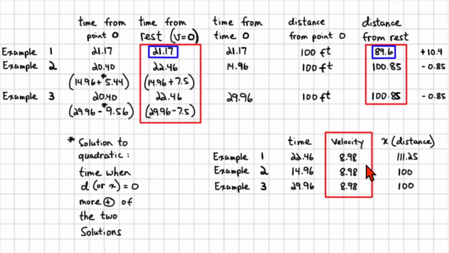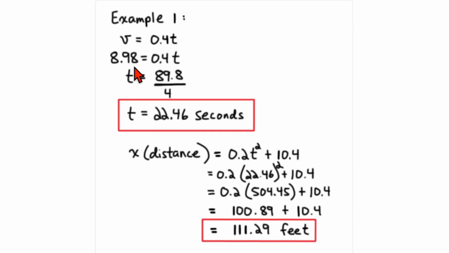Now I knew the velocity for example 2 and example 3. I knew that it was 8.98 feet per second, and I wanted to find where that point is for body 1, or example 1. So I could have just used that velocity and figured out the time it takes to reach that velocity of 8.98 feet per second. So to reach this velocity of 8.98 feet per second, how long does that take? You just divide by 0.4. So that's the same as multiplying by 10 and dividing by 4. So 10 times 8.98 is 89.8 divided by 4. That equals this amount of time, the 22.46 seconds.